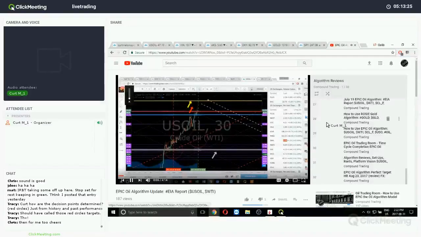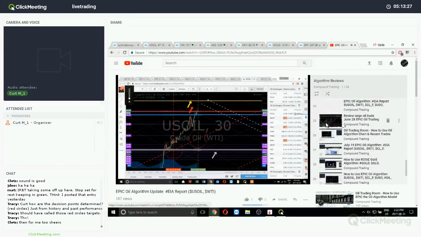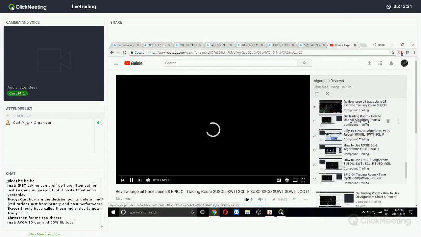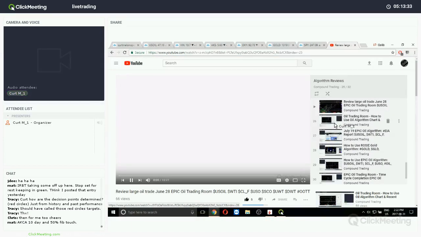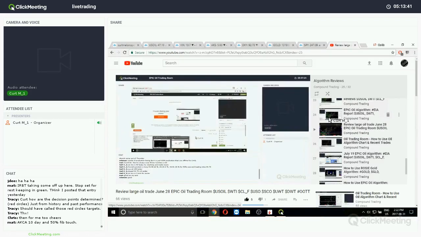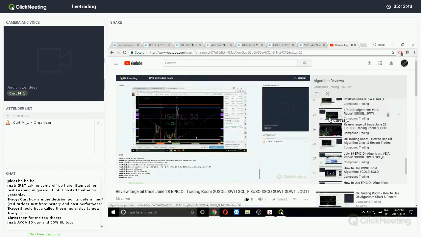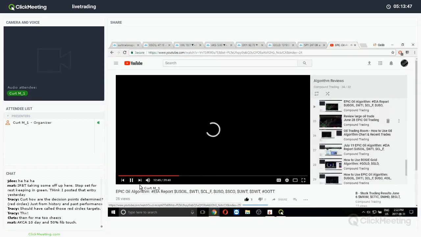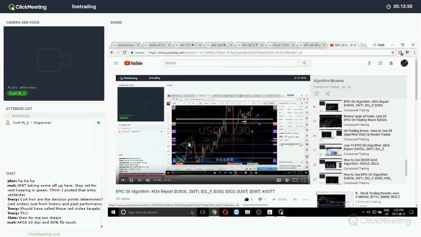So we might be able to review the large oil trade. You see how those little green ones, those are intraday quadrants, smaller intraday quadrants. The point of showing you that is just to show you.